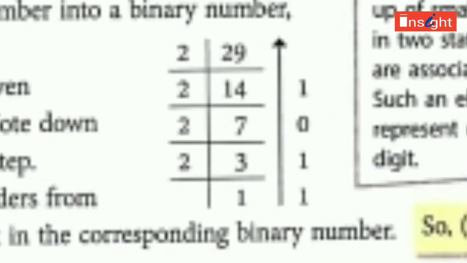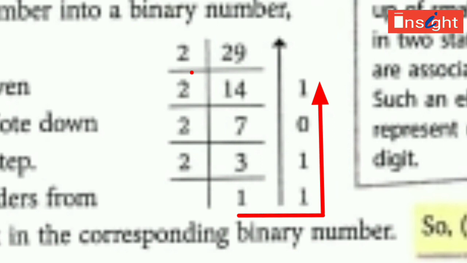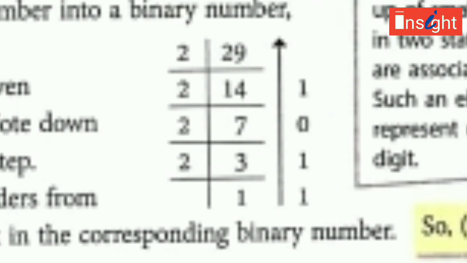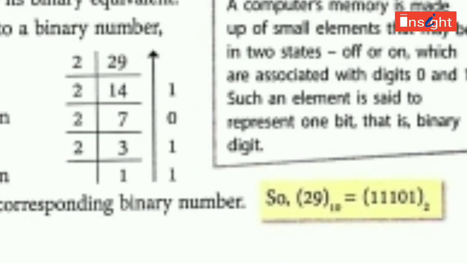Now we got our binary number. Now we'll learn how to write the binary number. To write the result, you write the sequence of remainders from bottom to top and you get the binary number. So the binary equivalent of decimal 29 is 11101 base 2.